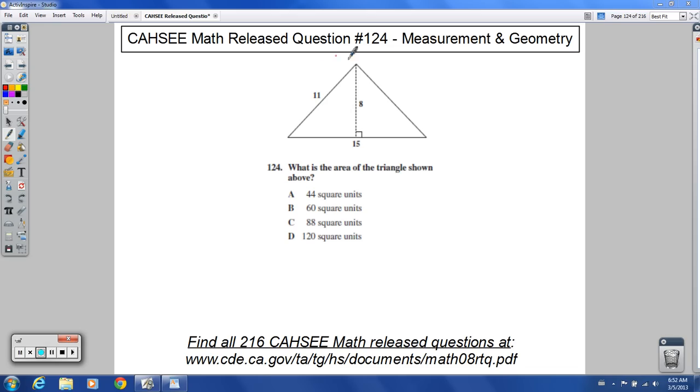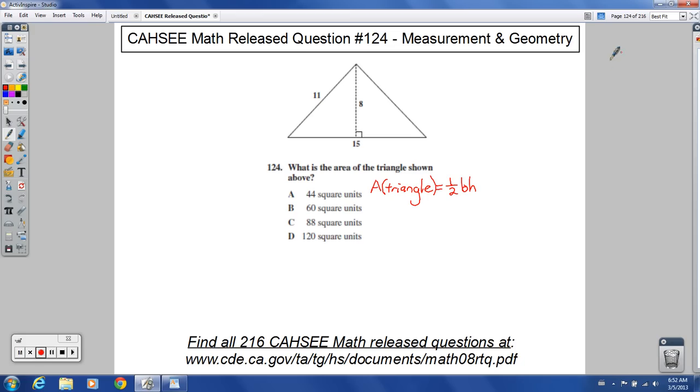This is release question 124 for CAHSEE Math. It says, what is the area of the triangle shown above? So the area of a triangle, you have to know this formula. The area of any triangle is going to equal 1/2 base times height.